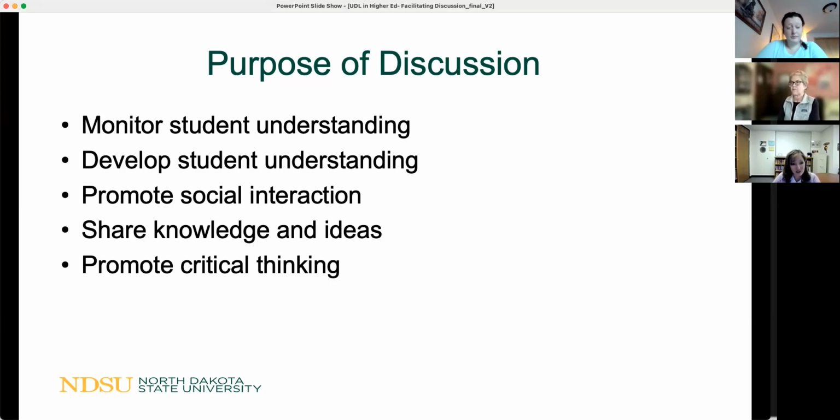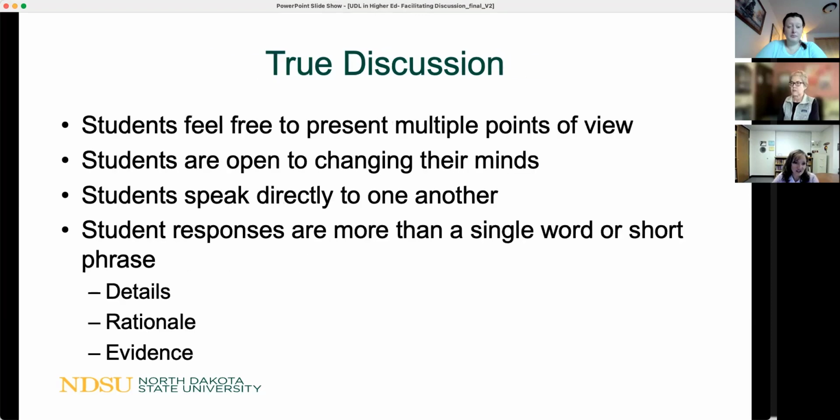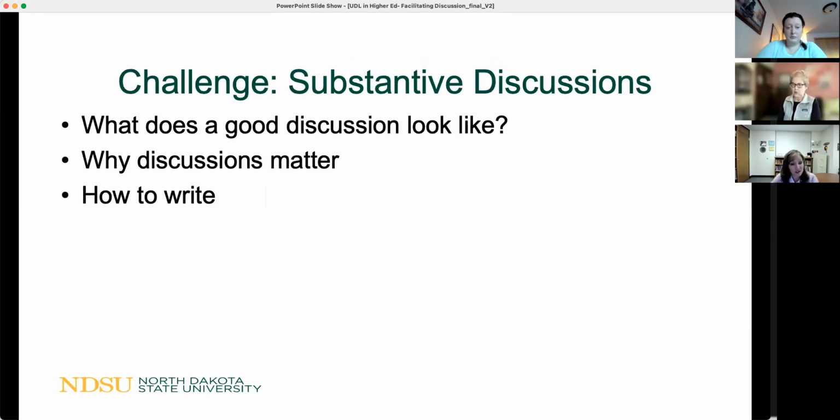It helps you to monitor if your students are learning what they're supposed to be learning. It helps you to further develop that understanding, that comprehension, and build their knowledge base. It can promote social interaction in the classroom, which also increases learning. It's a way to share knowledge and ideas. And it helps to promote critical thinking as students make inferences and weigh what they're hearing from their classmates.